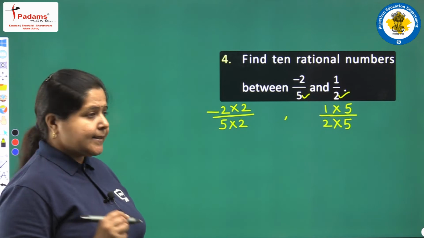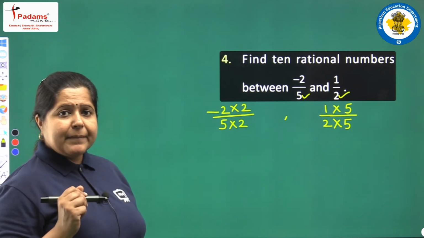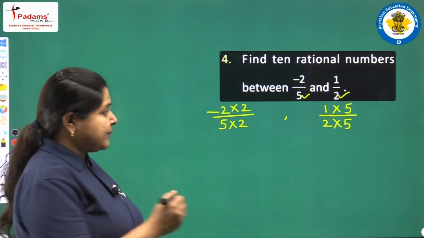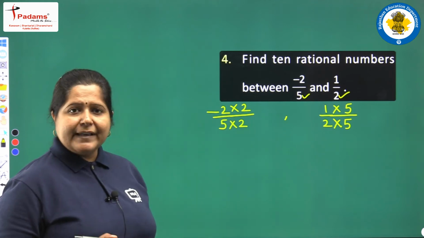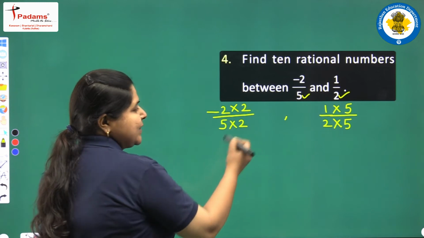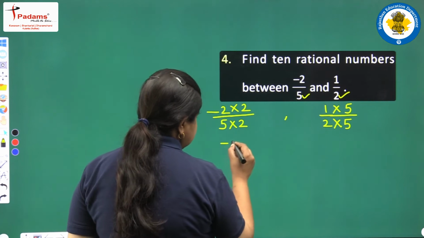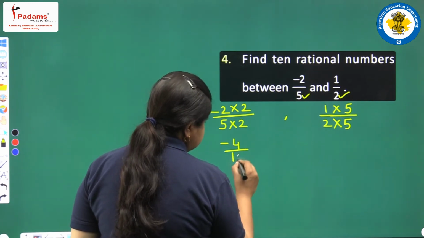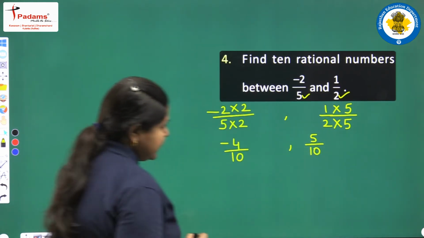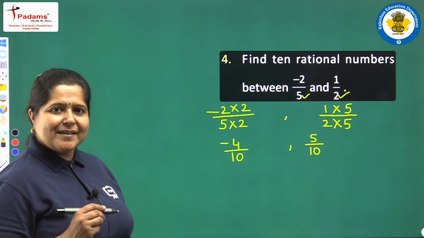By doing this 2 and 2 can get cancelled. In fact, by multiplying any number both in numerator and denominator, that number can be cancelled and the original value of the number remains the same. That is why we multiply in numerator as well as denominator. Now, what do we get? We get minus 4 by 10 and here 5 by 10. Now, the denominators are same and we can write the rational numbers in between.